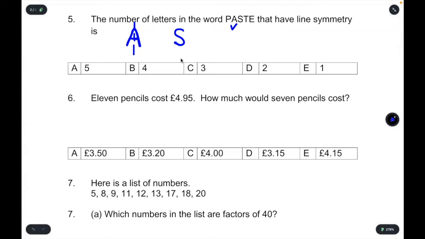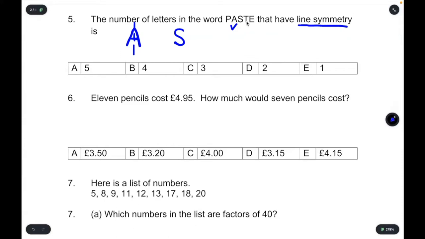However, the type of symmetry that the letter S does have is called rotational symmetry, which is when you can turn something and it will look the same in another position. So if I turn the letter S upside down, or if you try turning your head upside down, you'll see that the letter S looks the same when turned upside down. That wasn't the case for any of these other letters like P and A. So S does have rotational symmetry, which is another type of symmetry, but not line symmetry, which is the one that we are looking for.